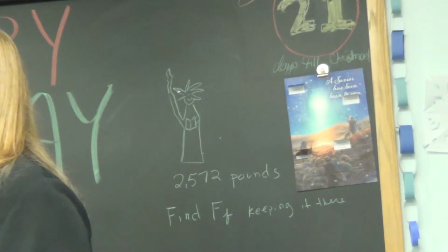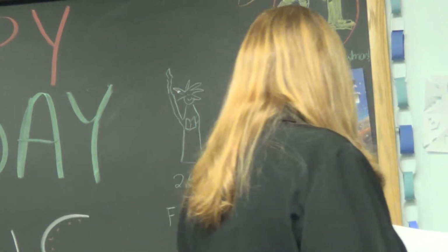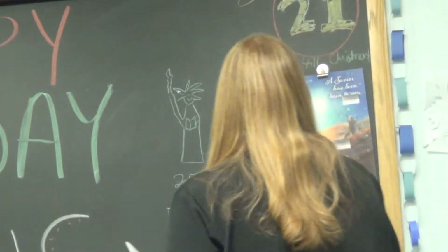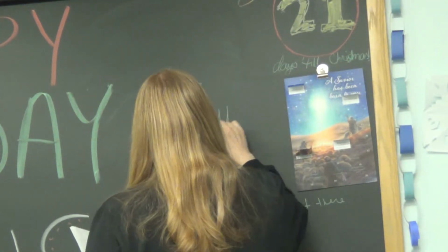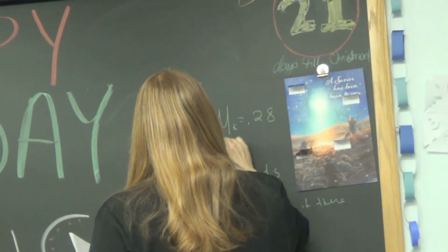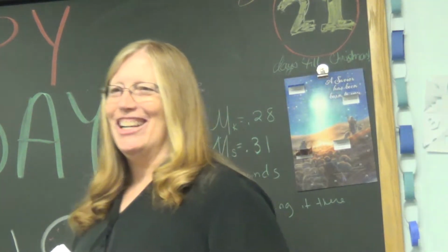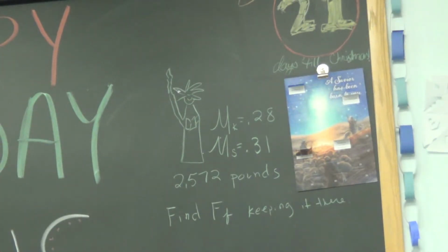The force of friction formula is still up there, but you don't know mu k and mu s. We should tell you that. Mu k, if it was moving, is 0.28. If it was moving, we'd have a problem. Mu s equals 0.31. Is mu s bigger than mu k? Yes. All right, that'll help you.